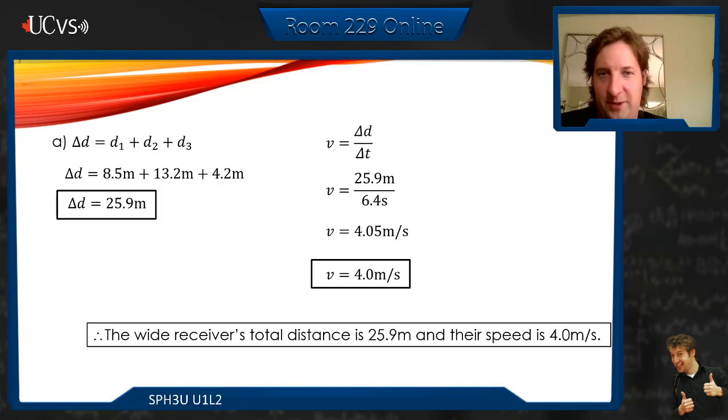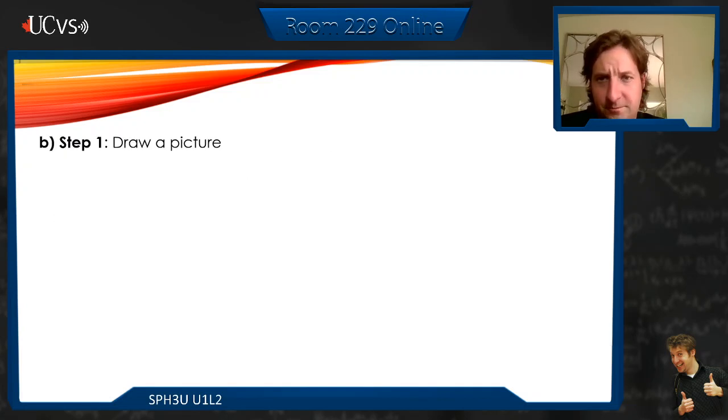I know I went through that very quickly, but this is pretty straightforward. This is just a simple speed problem. If it's a scalar, if it's asking for distance or speed, just add the numbers and then use our formula. We have our final answer. Scalars, we've done this before. It's pretty straightforward.